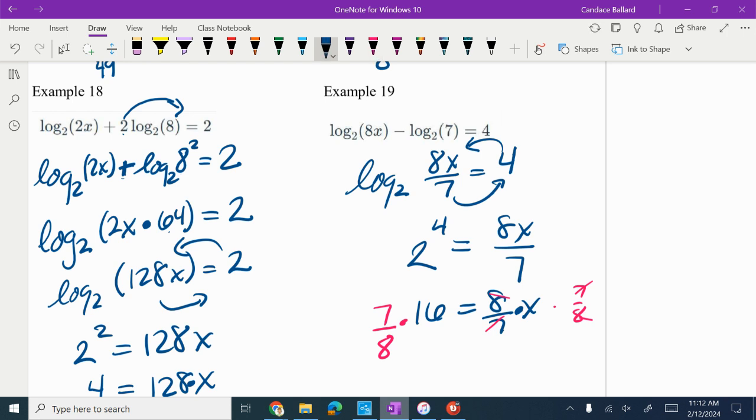Okay, so how many times does 8 go into 16? Twice. So what's 7 times 2? 14. Good.